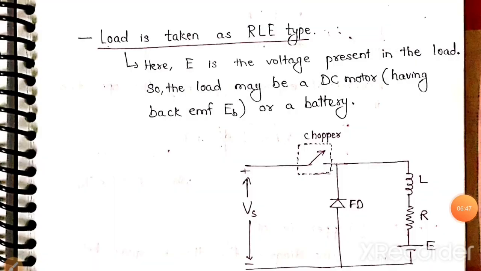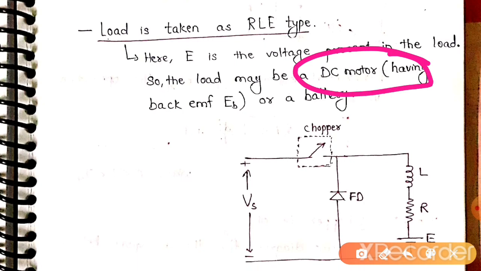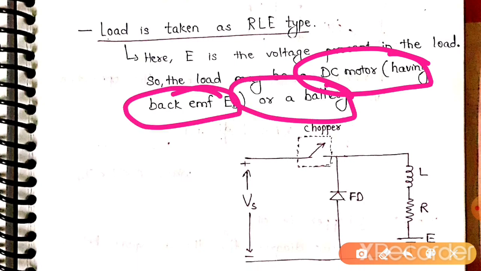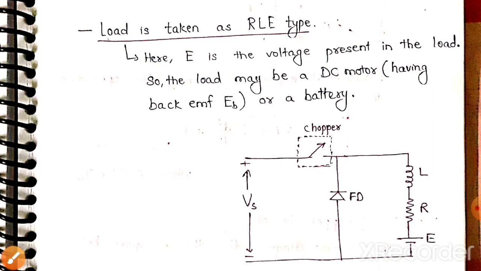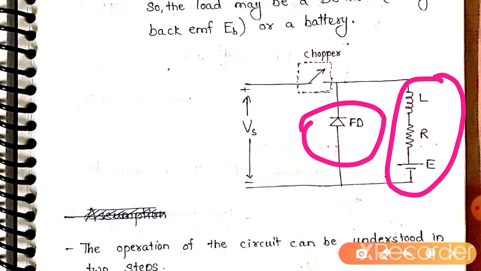RLE load can be considered as a DC motor, or even a battery may be considered as RLE load. A DC motor has back EMF EB, that is why it can be considered as RLE load. And in the circuit with RLE load, we need to connect a freewheeling diode. We'll be seeing the function of this freewheeling diode. This FD here is the freewheeling diode. It must be connected in the RLE circuit.